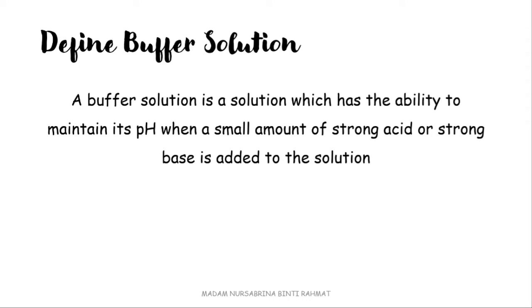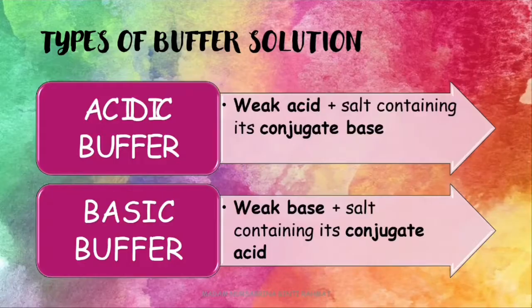A buffer solution is a solution that has the ability to maintain its pH even when you add a small amount of strong acid or strong base. So what makes a buffer solution? A buffer solution is a mixture of a weak acid or weak base with its salt, containing either the conjugate base or conjugate acid. We have two types of buffer solution: the first is the acidic buffer and the second is the basic buffer. Both have their own way of maintaining pH, which I'm going to explain further when we go through each one individually.